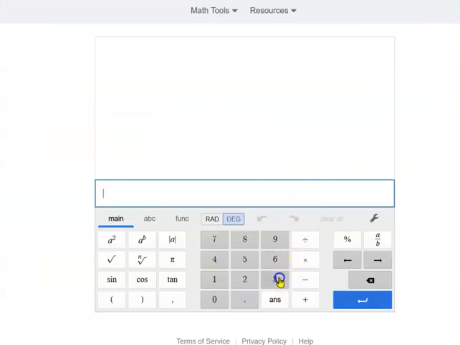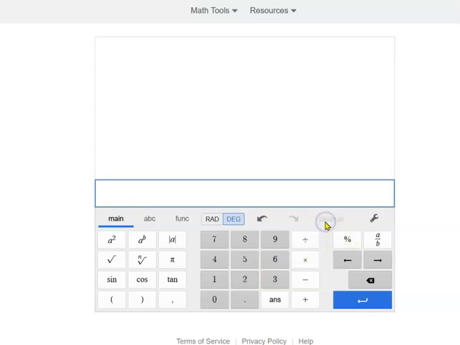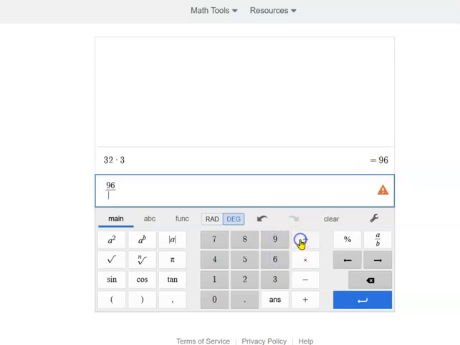Let's come over here. 32 times 3 is 96, and then divided by, whoops, we don't like that. 32 times 3, and then I'm going to hit enter. So it goes down to the next line. And then can I just do divided by? No, I can't. Okay. I guess I'm going to have to rewrite the 96. So 96 then divided by 24 is equal to 4.